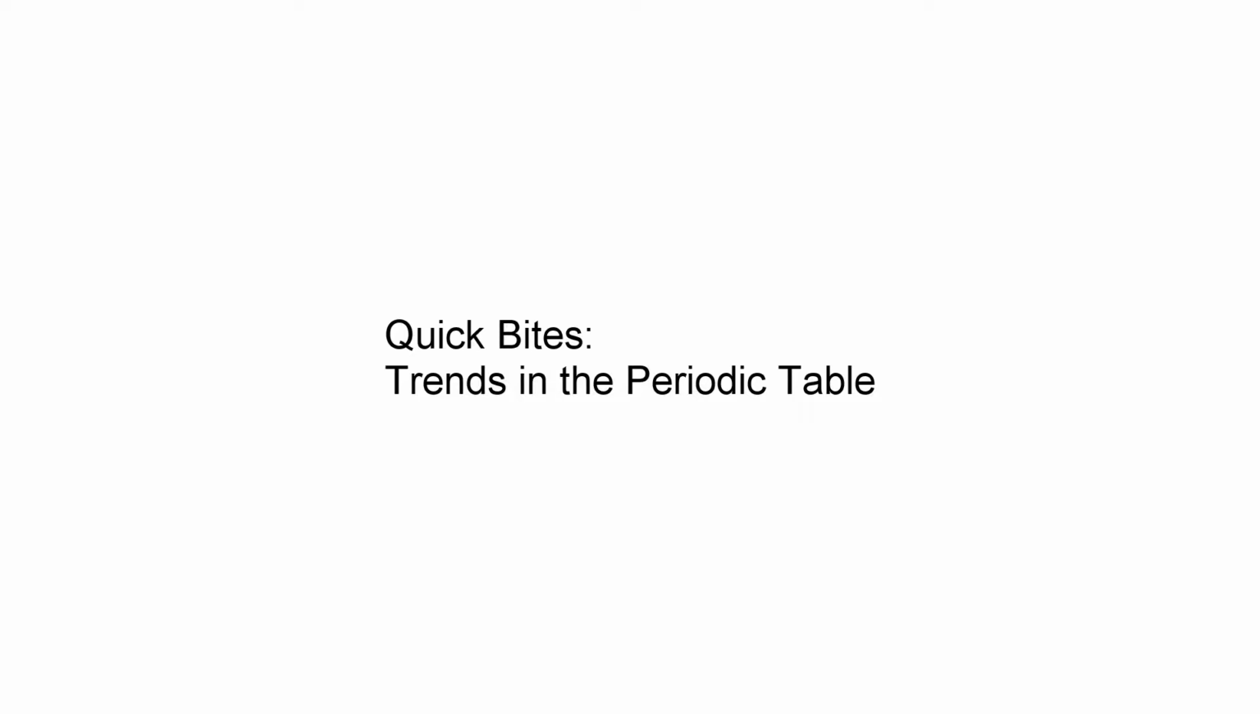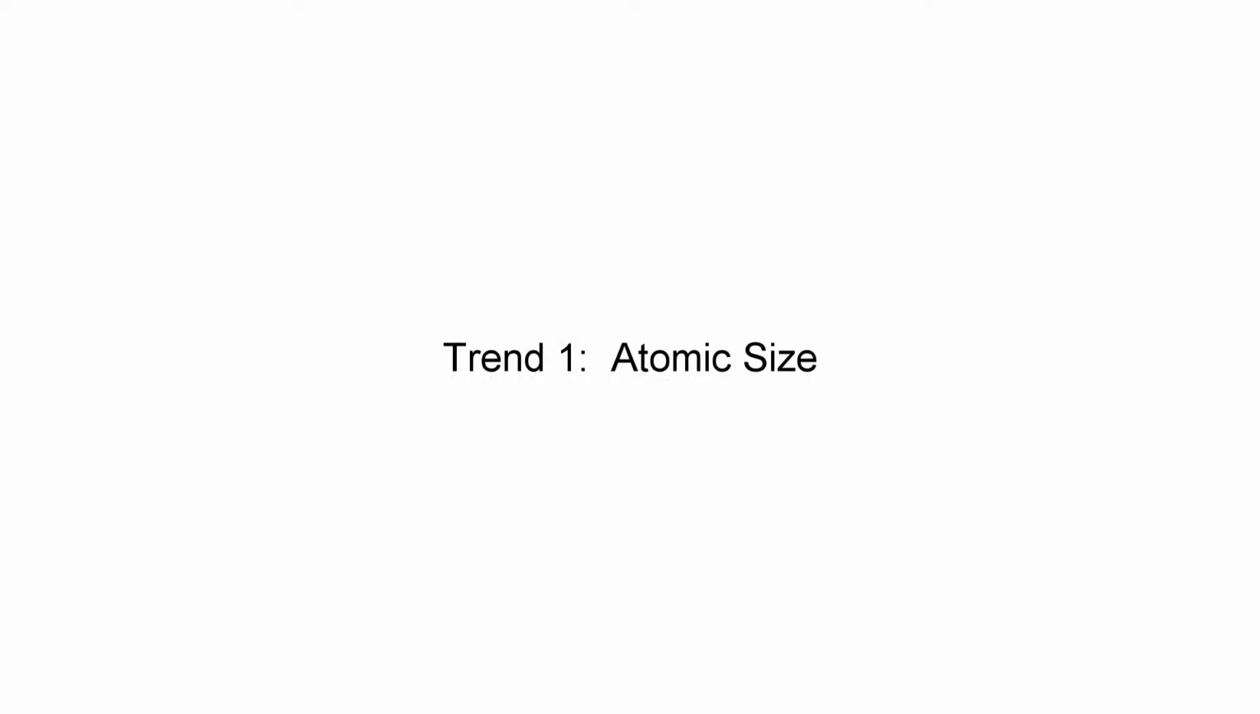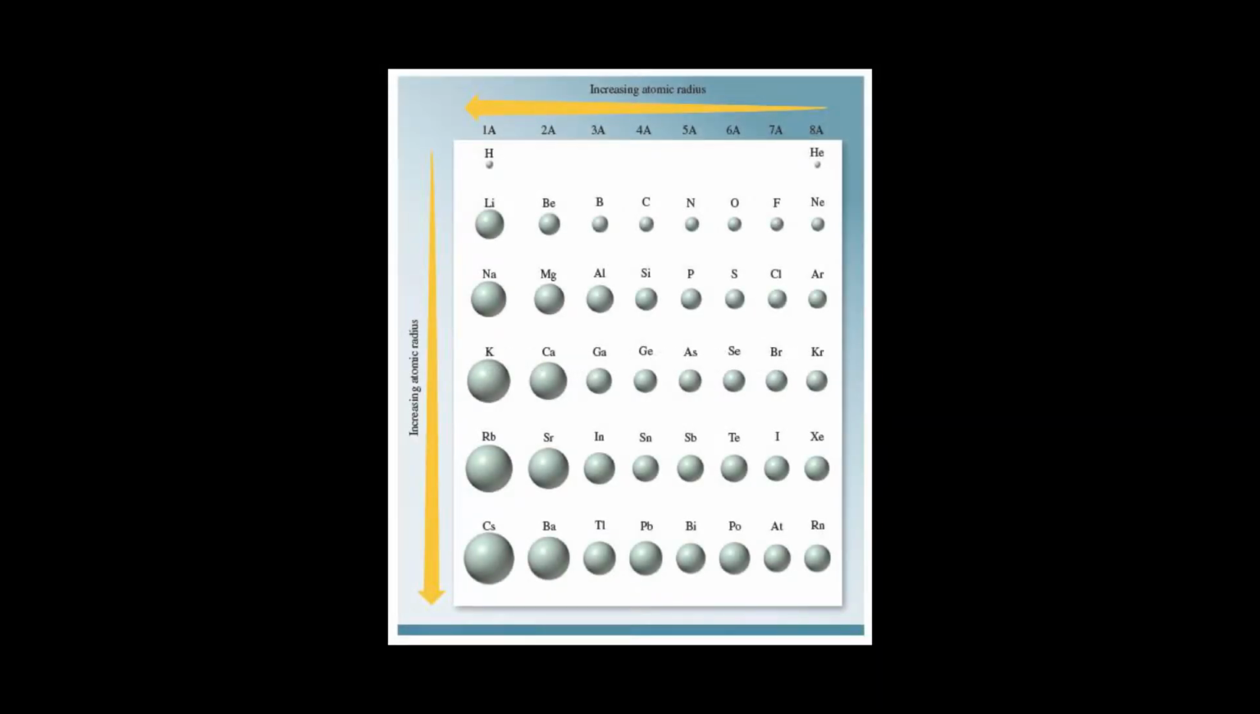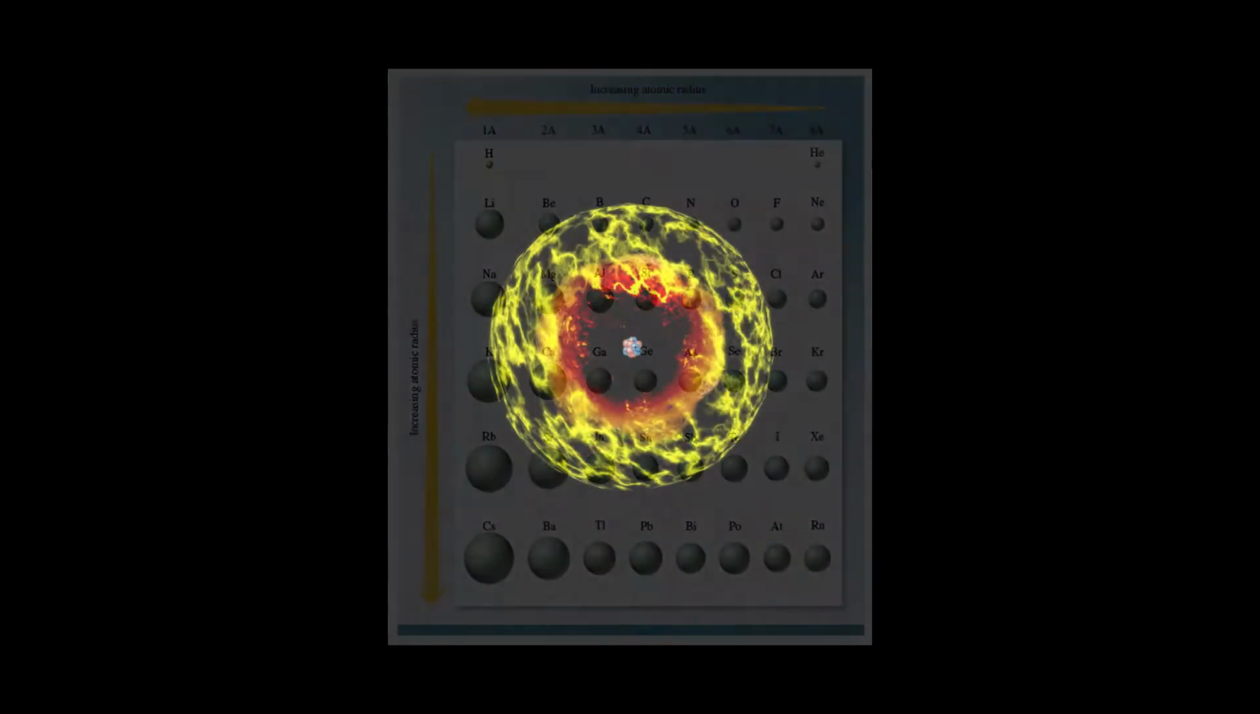In this one we'll be talking about several trends on the periodic table of elements that you'll need to know for your first exam. The first trend is atomic size, or the relative size of an atom including its electron orbitals. This is a fairly easy one to remember. Size decreases as you move to the right and up, and increases as you move down and left on the table. The downward increase is easy to explain.